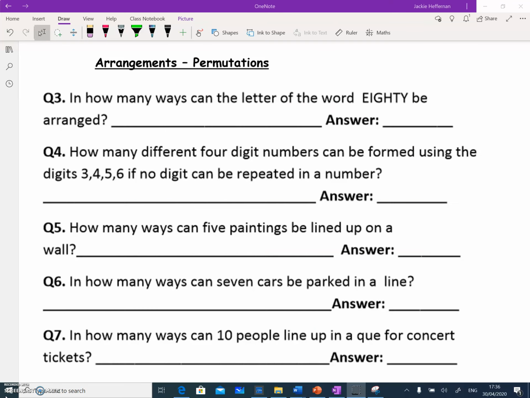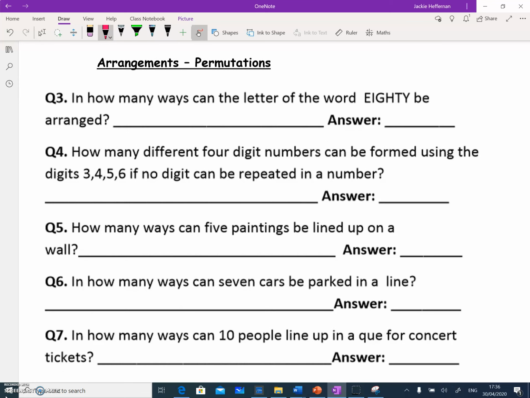Okay, so next is arrangements or permutations. So first question, question 3. In how many ways can the letters of the word be arranged? So first of all, how many letters are there? 1, 2, 3, 4, 5, 6. There's 6 letters. So in the first place, you have 6 choices.